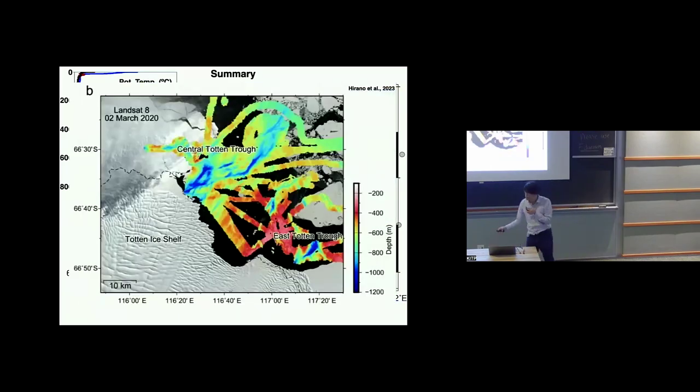The reason we see this kind of huge change is because the passage from just in front of the ice shelf to the open water is very, very narrow. It's roughly 5 kilometers, a very narrow deep trough. So the warm water has to travel in this narrow trough and flows into the ice shelf cavities.